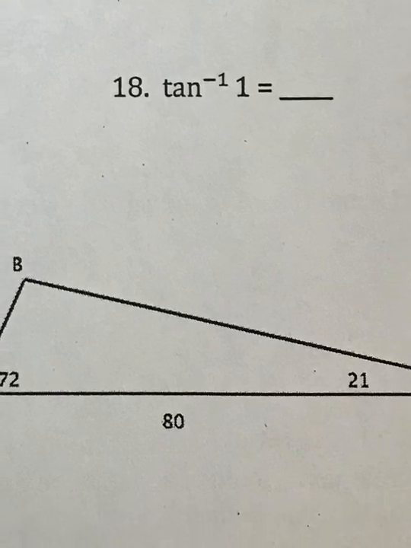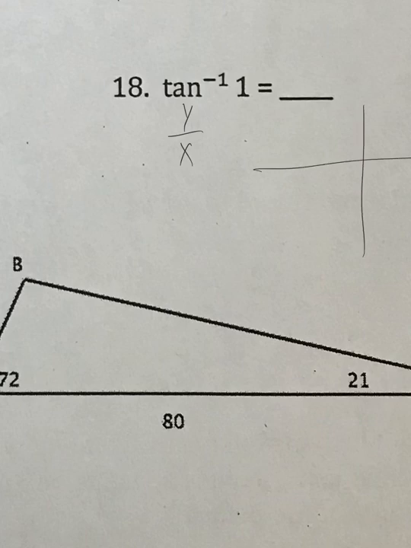Tangent. So tangent is y over x. Where are y and x the same thing? Because they have to be the same thing for it to be equal to 1, don't they? Yeah. And again, tangent goes from 0 to pi over 2 and 0 to negative pi over 2. It's positive 1, so it must be in the first quadrant. So it must be at pi over 4.